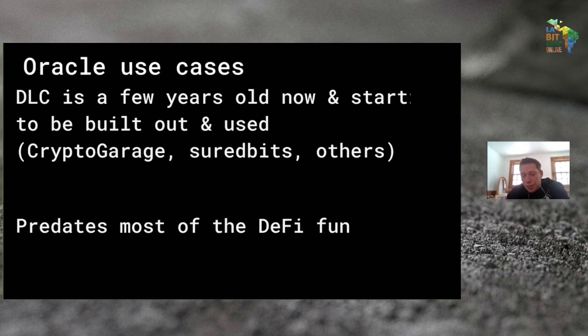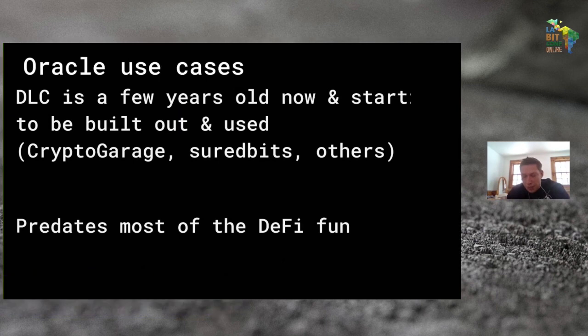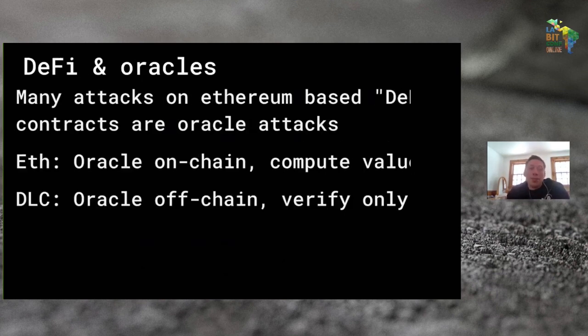Discrete log contracts is actually a couple years old at this point, and it's starting to be built out and used. There's companies, Crypto Garage, SuredBits, and others that are using this. What's interesting is it predates most of this sort of DeFi stuff in Ethereum or in other coins, I guess. With DeFi, I read about it because there's so many weird attacks and kind of fun stuff with flash loans, and it's kind of fun. I mean, it's not like good, I guess, but it's interesting.